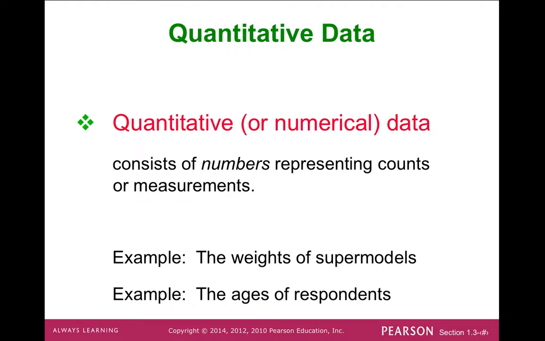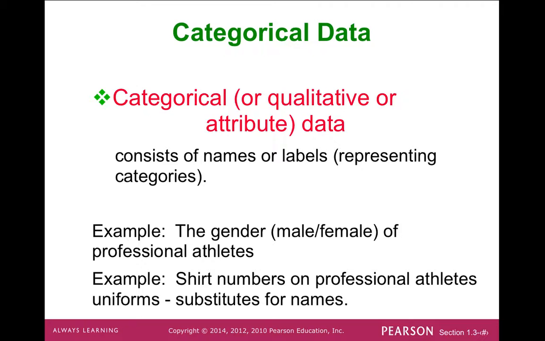Now to introduce a couple of different types of data. The first is quantitative data. Quantitative is also known as numerical data, and it consists of numbers representing counts or measurements. An example, although not a great one, is the weights of supermodels or the ages of respondents. Both of those things would be numbers, and they would represent either counts or measurements in numerical form.